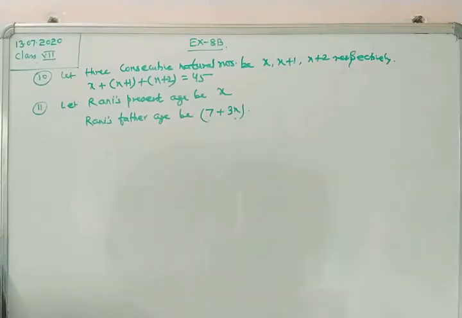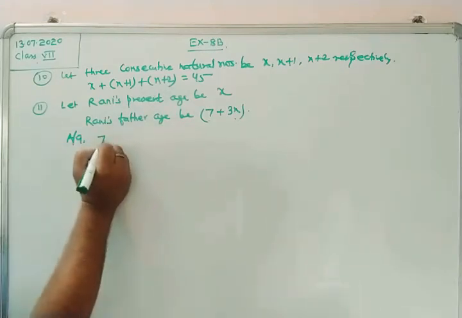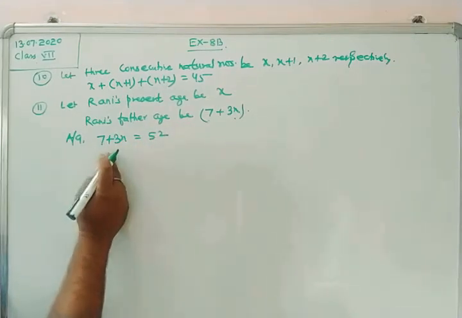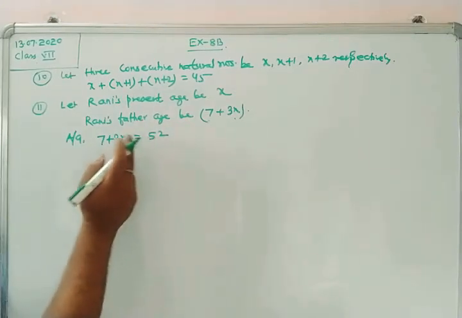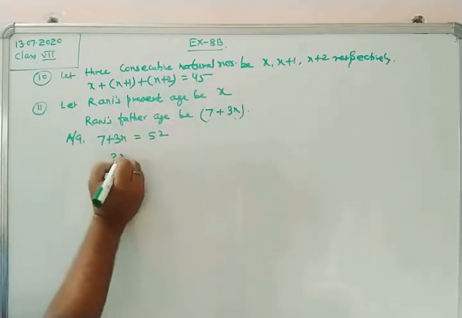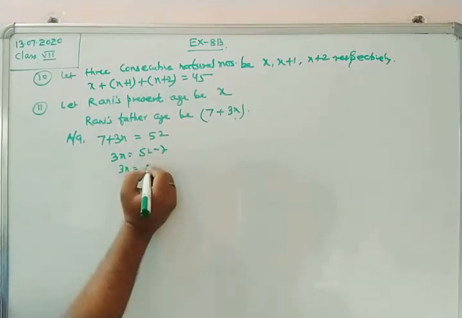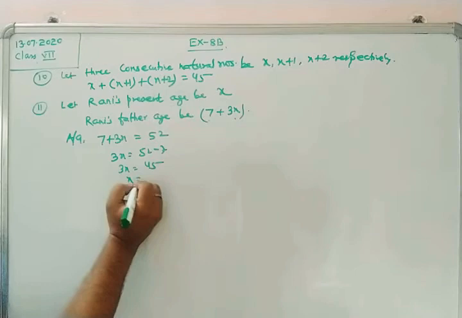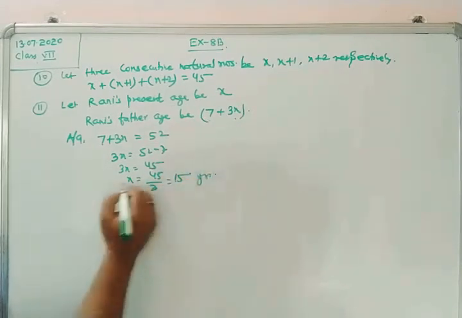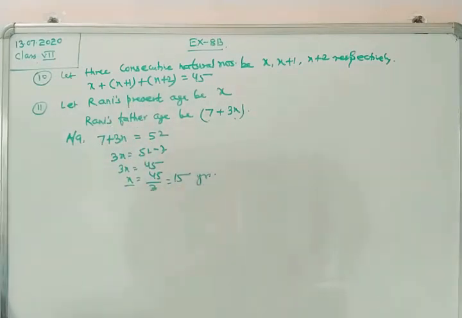Now if Rani's father is 52 years old, according to the question, 7 plus 3x equals 52. We have to find out the x. By finding out the x, we can say Rani's present age. So 3x equals 52 minus 7. So 3x equals 45. So x equals 45 by 3, that means 15 years. So this age belongs to Rani. So Rani's age is 15 years.